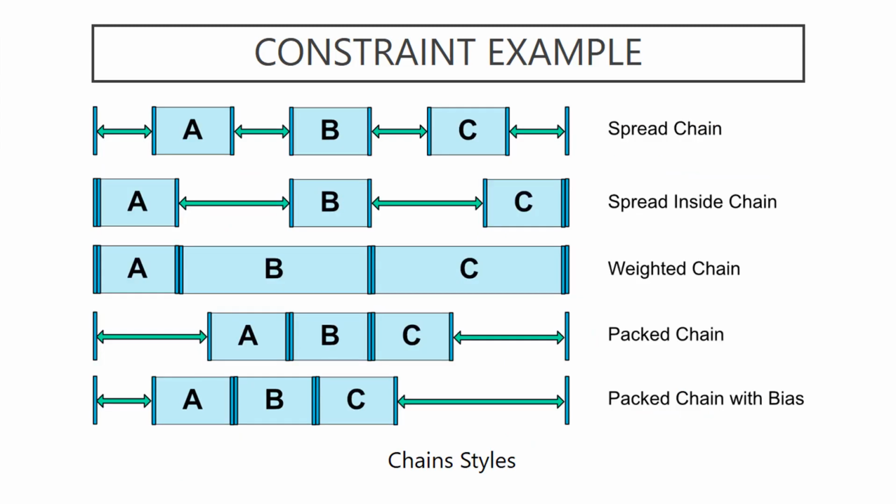Here's an example of a constraint layout, and I'm going to use a chains style example. With chains as one of the options, you can create a spread chain among views, a spread inside chain, weighted chain, packed chain, and packed chain with bias. So all you're doing is essentially placing your views on your screen within the activity, and each of these views is constrained with each other. So it's very easy to place them within an activity.